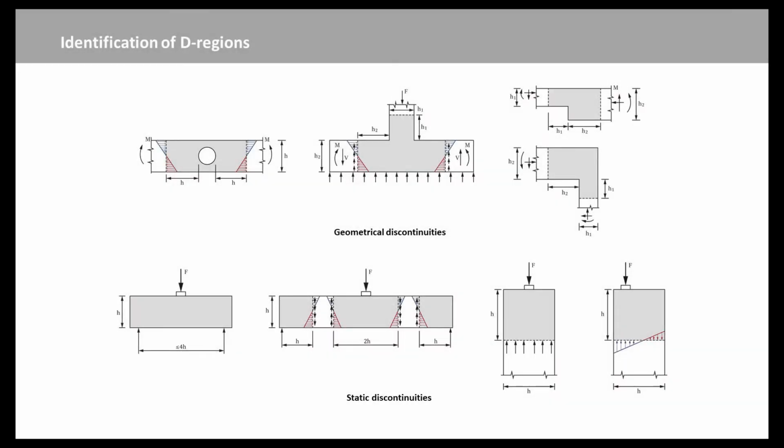D stands for discontinuity and corresponds to the regions where the assumption of Bernoulli is no longer valid. This is typically the region around two parts. One is a geometrical discontinuity, which considers the changes in cross-section, openings, nodes in frames, connections between girders and beams. The other one is a statical discontinuity, which considers isolated loads, supports, temperature changes, anchorage of pre-stressing tendons. Although the strut and tie method may also be applied in B regions, it is above all the method to be used for the design of D regions.